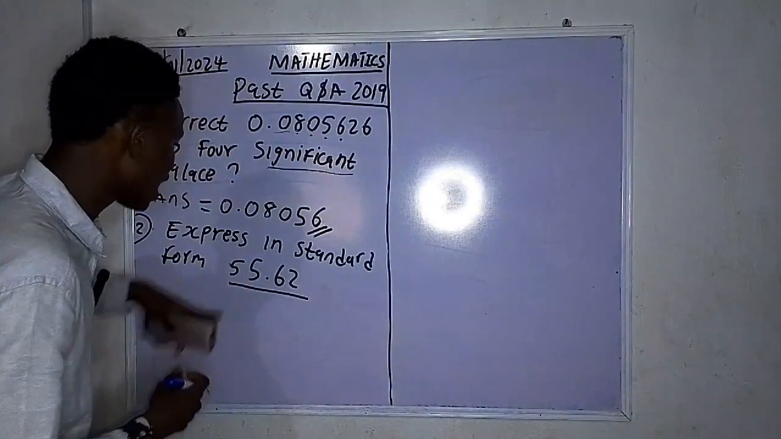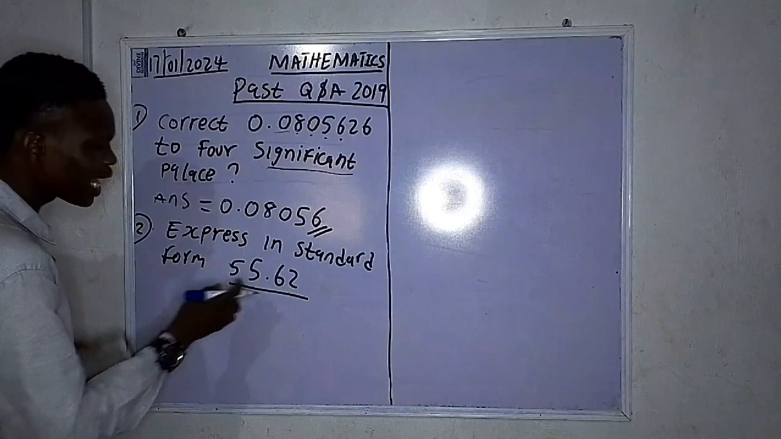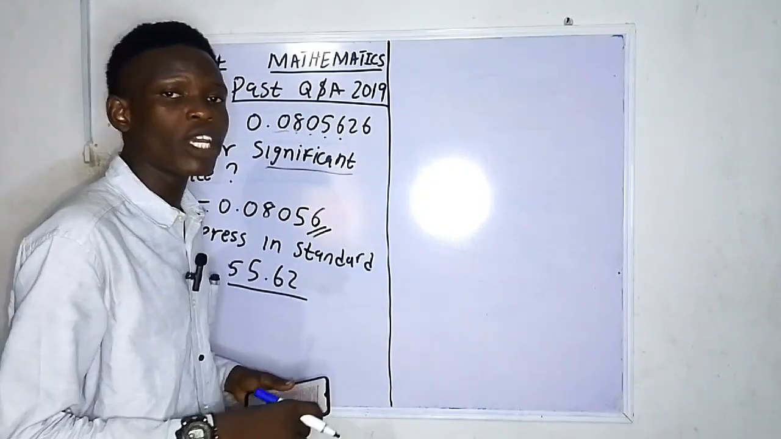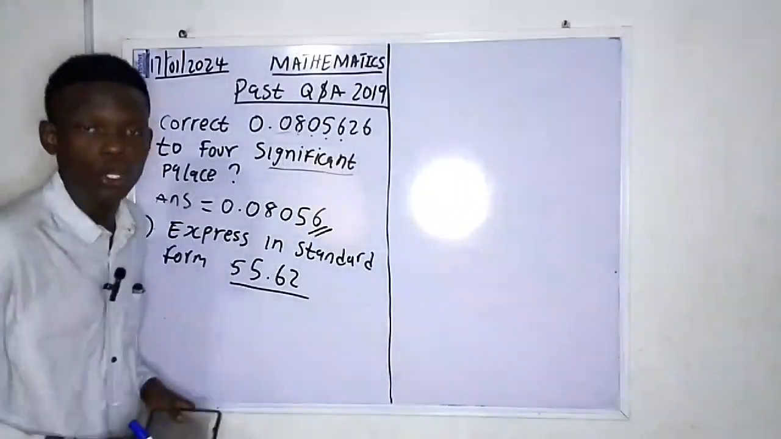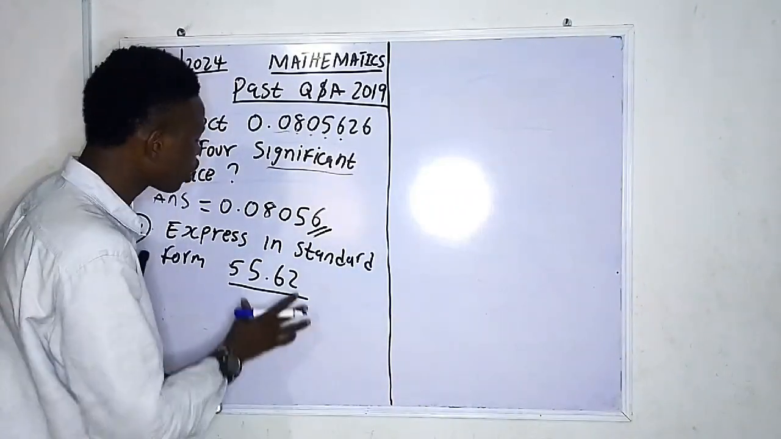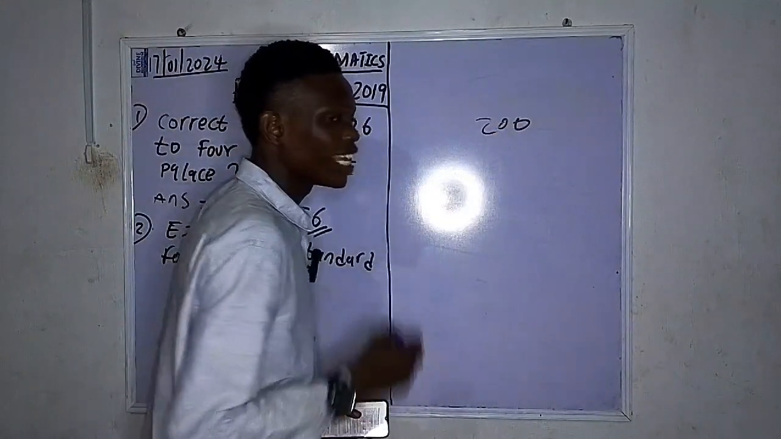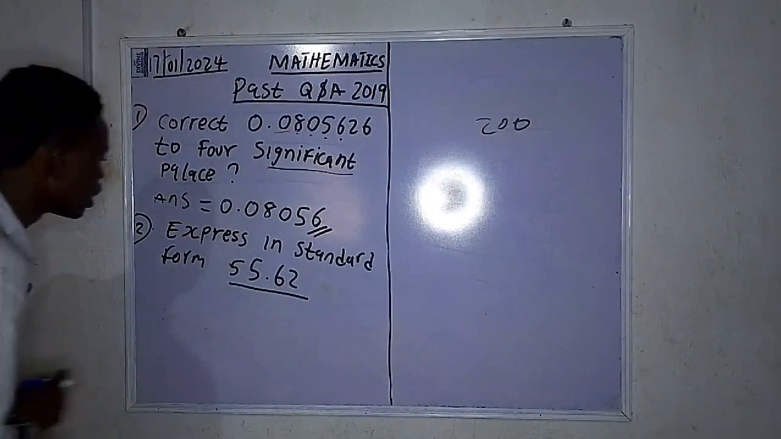This is quite complex. How? Because this is 5.62. It's already looking like a standard form, but it cannot be called a standard form, because we have no times 10 raised to the power of any number. I hope that's making sense. This cannot be called a standard form, just the way 200 cannot be called a standard form unless it is converted to a standard form. Now let's see what we are going to do here.